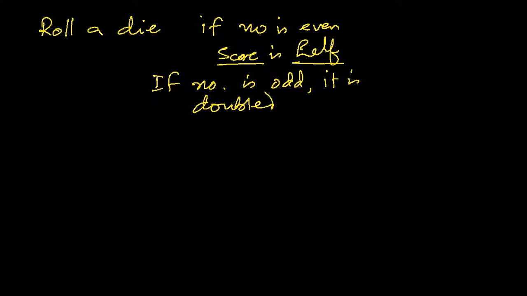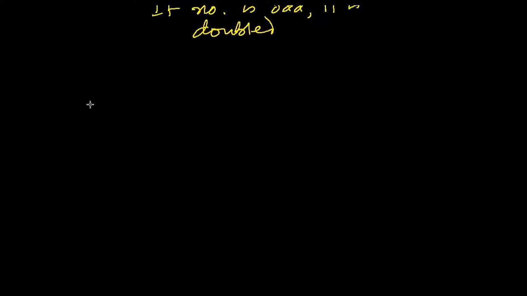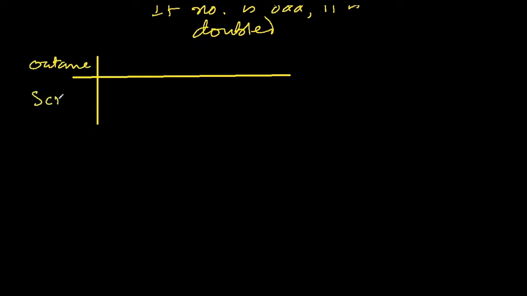So let's make a probability distribution table for this. Before we draw the probability distribution table, we should know how many outcomes we can have. So let's make a table like this. We will write outcome here and score here. So if the outcome is 1, it will be doubled. Score will be 2. If the outcome is 2, it will be halved. If the outcome is 3, it will be doubled.